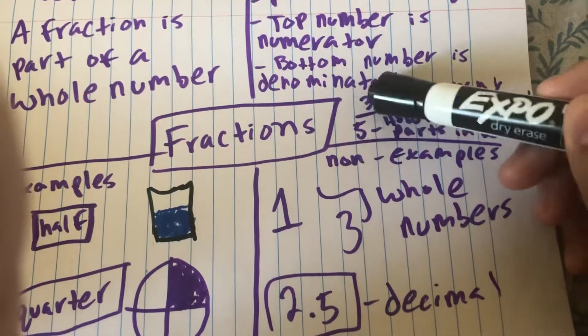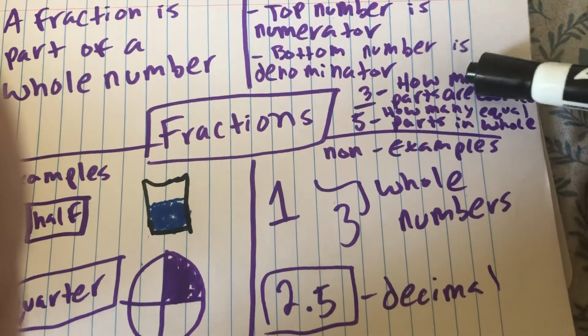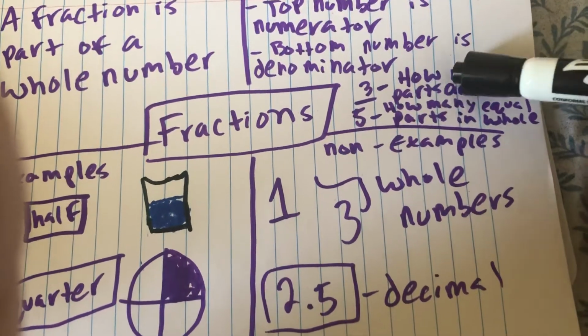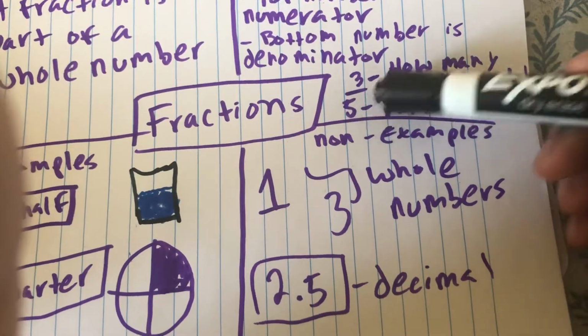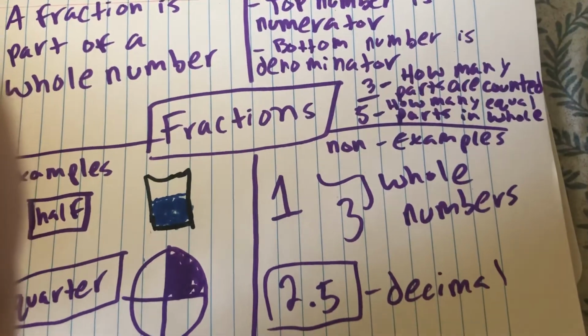We're only taking away the 3, so 3/5, right? So how many parts are counted? How many equal parts in the whole? So to make that whole pie a whole, there's 5 slices. We're only counting 3 pieces, okay? So 3/5.